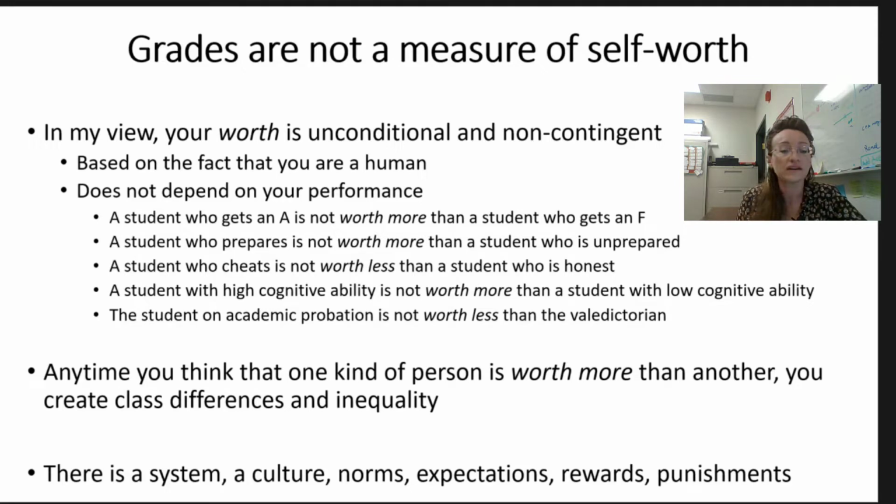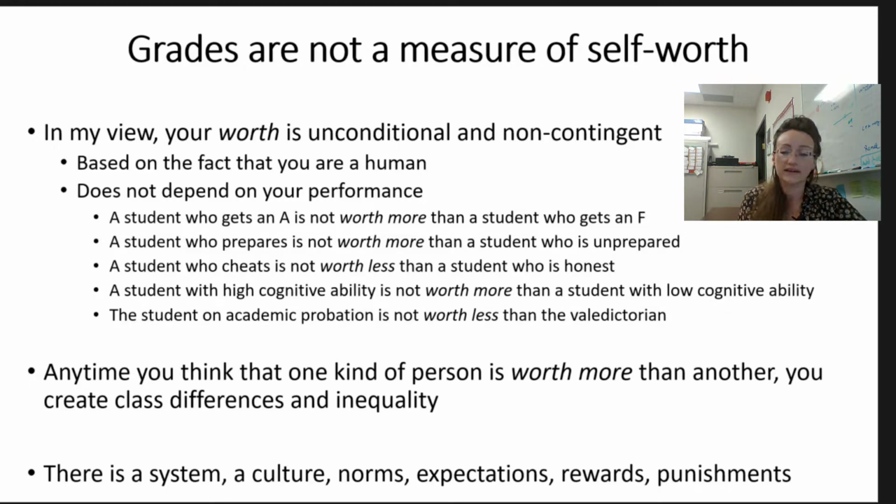A student with high cognitive ability is not worth more than a student with low cognitive ability. A student on academic probation is not worth less than the valedictorian, in my view. Anytime you elevate someone as having higher worth, as being a higher class of human, you dehumanize someone else, and probably not fairly. How much do you really know to judge that? What legitimate authority do you have to judge that? And what mistakes are you making when you do that?